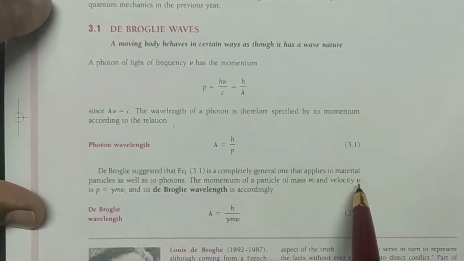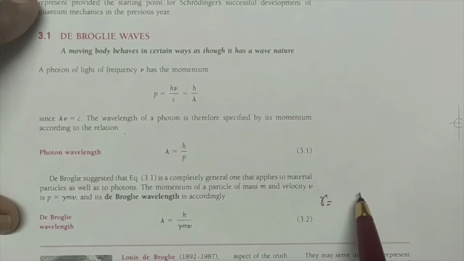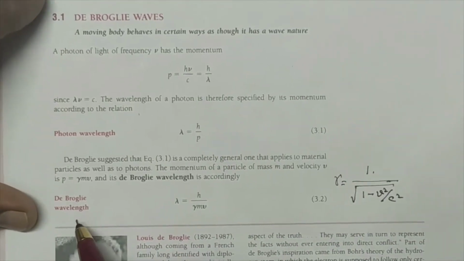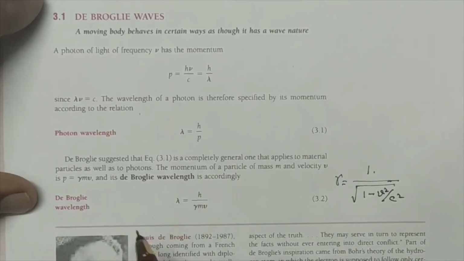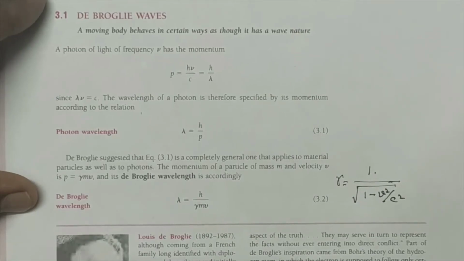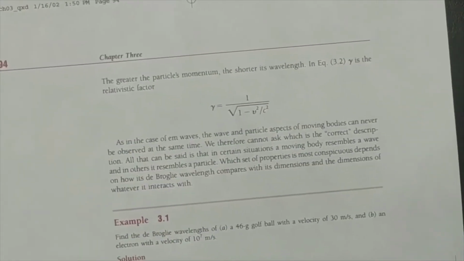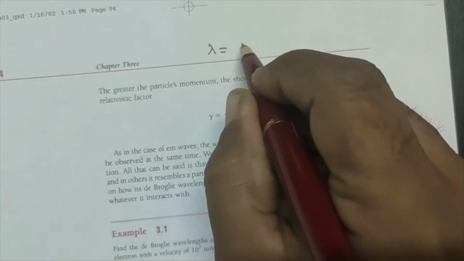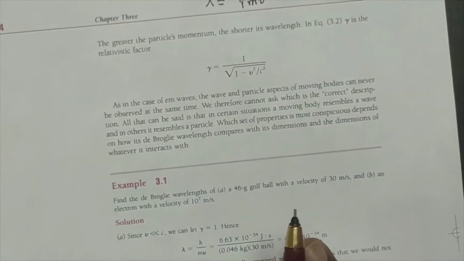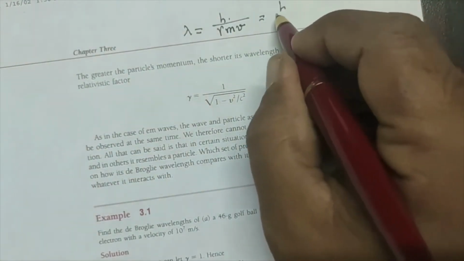The momentum of a particle of mass m and velocity v is p equal to gamma mv. Gamma is 1 by the square root of 1 minus v square by c square, for particles moving with relativistic velocity. So the de Broglie wavelength is written as lambda equal to h upon p, equal to h upon gamma mv. So the greater the particle momentum, the shorter its wavelength, because this is h upon p.